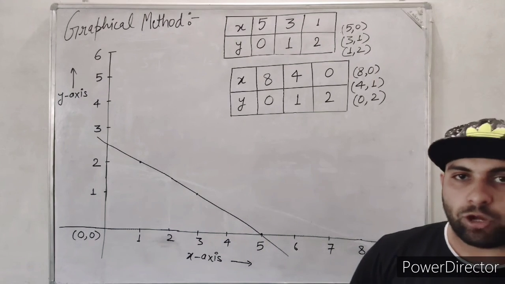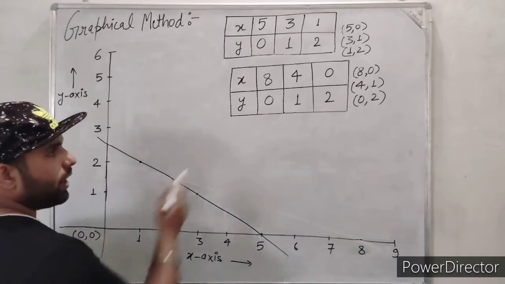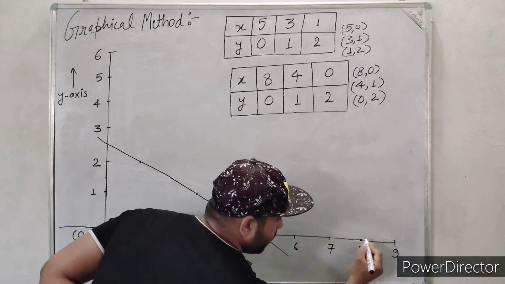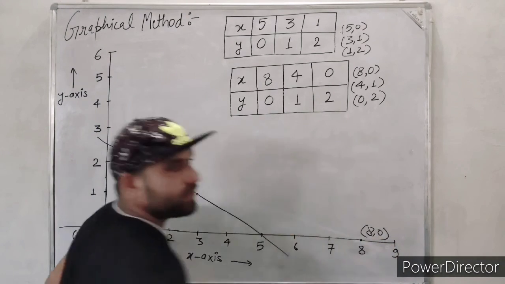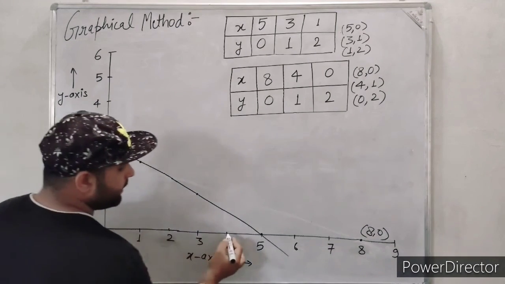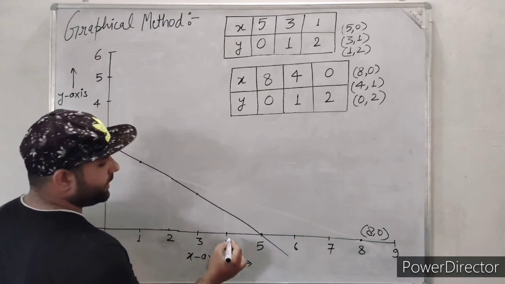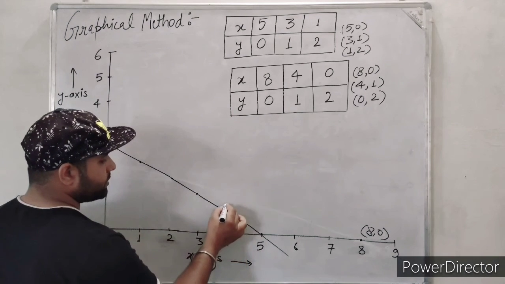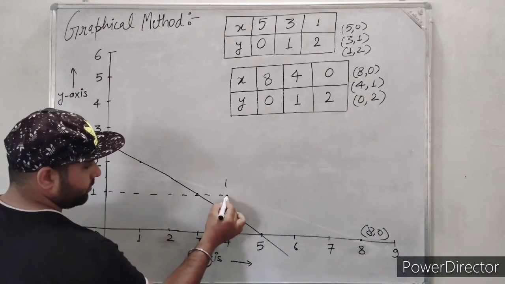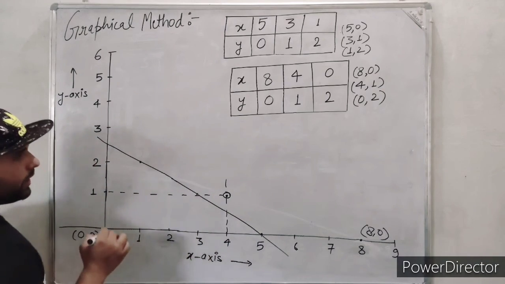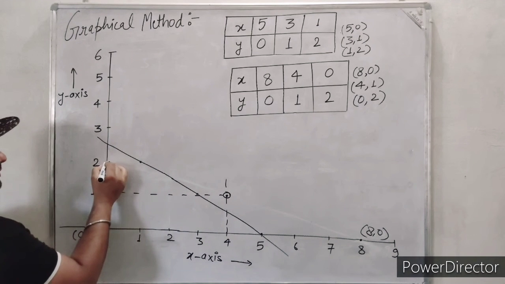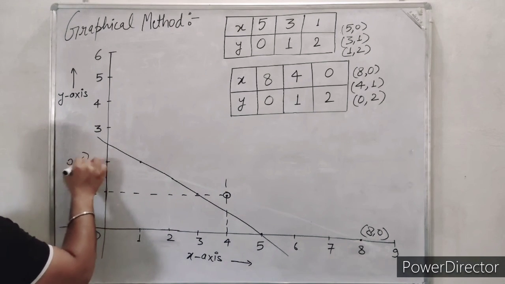First of all, 8, 0. Abscissa is 8 and ordinate is 0. This is the point. We can say 8, 0. Second one is 4, 1. Where is 4? In the x-axis the 4 is here. The y is 1. So find y is equals to 1. Here is our point, and the third one is 0, 2. Abscissa is 0 and ordinate is 2. This is the point 0, 2.